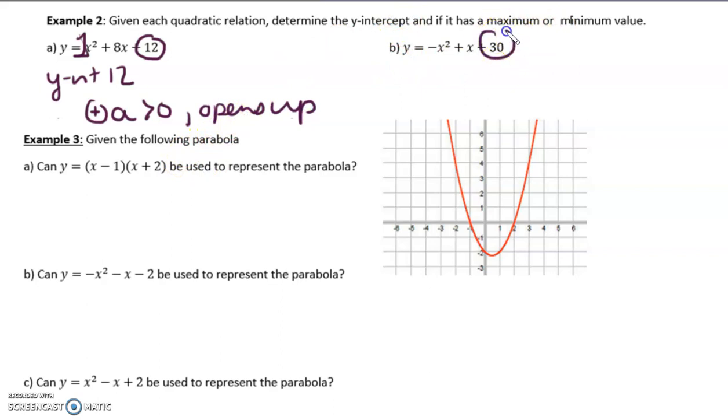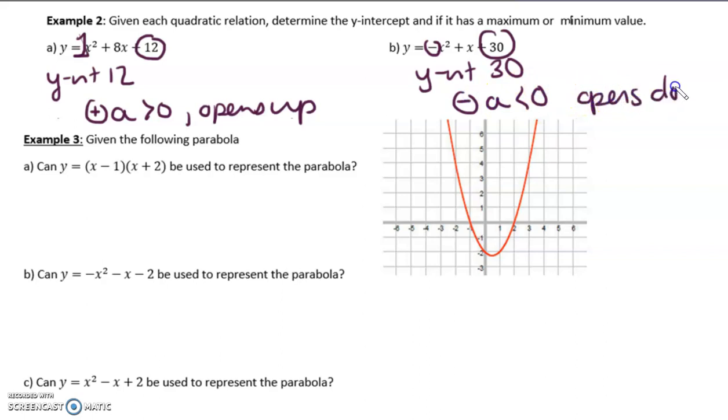Okay, for this one, our y-intercept is 30. And our a value is negative. So a is less than 0, so it opens down.